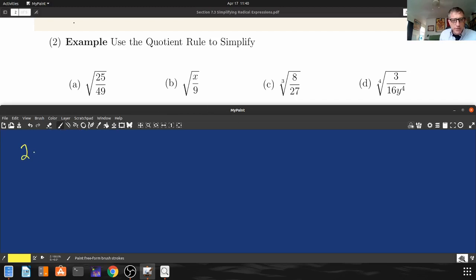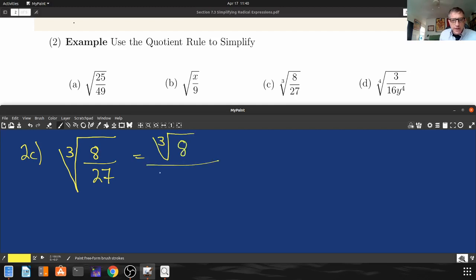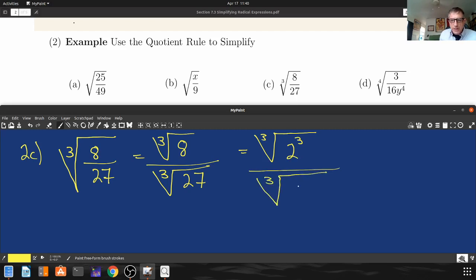So we're going to do 2c. We're going to do the third root, or the cube root if you wish, of 8 over 27. Some of you can immediately give me the answer already. So that's the cube root of 8 divided by the cube root of 27. Can I write 8 as some number cubed? Indeed I can. 8 is 2 cubed. Can I write 27 as some number cubed? Indeed I can. 27 is 3 cubed. So the answer is 2/3.